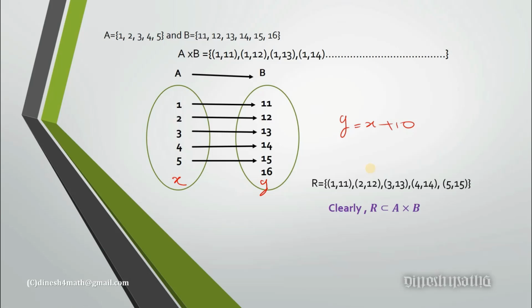So a relation from a non-empty set A to a non-empty set B is a subset of the Cartesian product A cross B. The elements of the first set form the domain. That means 1, 2, 3, 4, 5 give you the domain, and 11, 12, 13, 14, 15 give you the range. And then the codomain will be what? The entire set B. And you know that the range will always be a subset of the codomain. And here one more thing you need to remember.